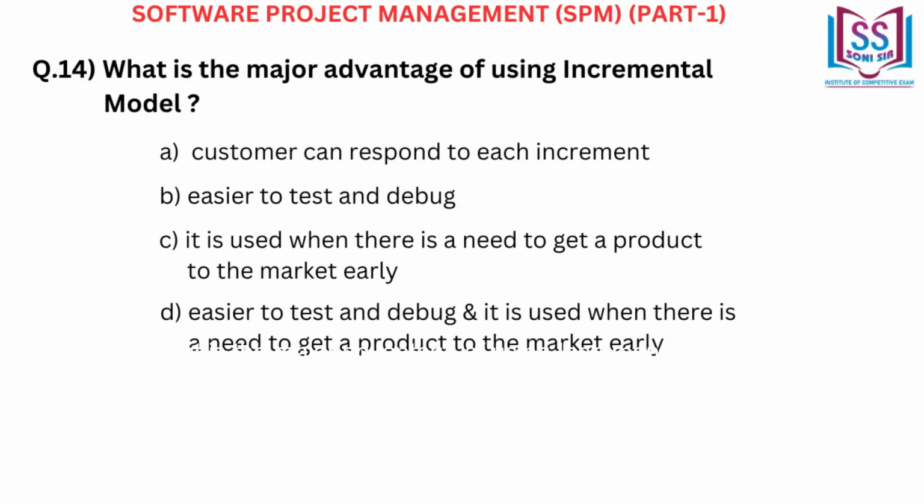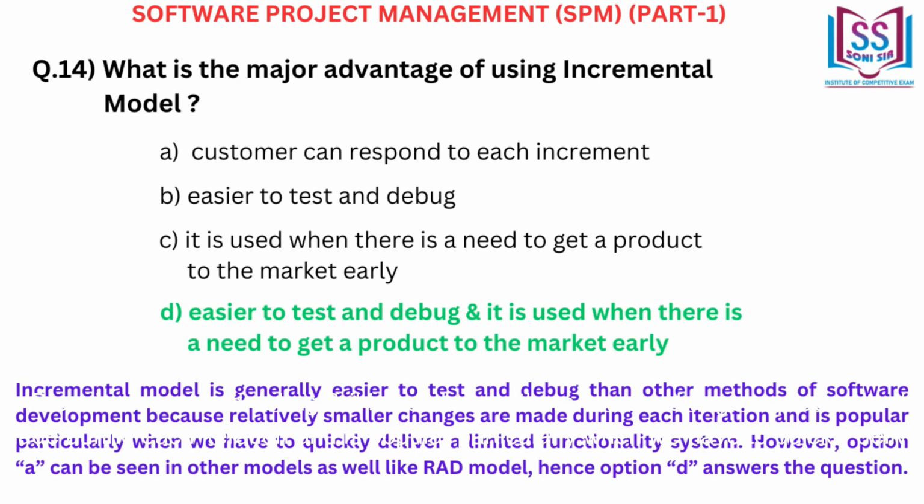What is the major advantage of using incremental model? A. Customer can respond to each increment. B. Easier to test and debug. C. It is used when there is a need to get a product to the market early. D. Easier to test and debug. Correct answer: D. Easier to test and debug.